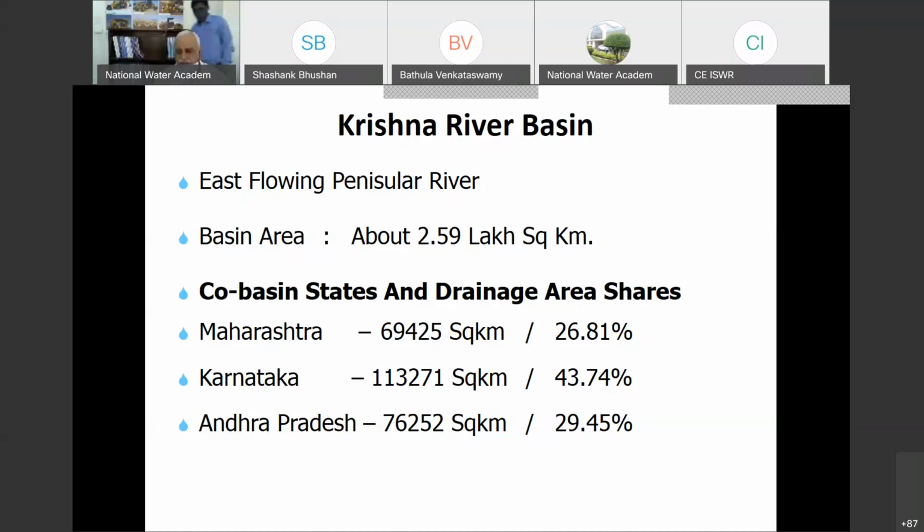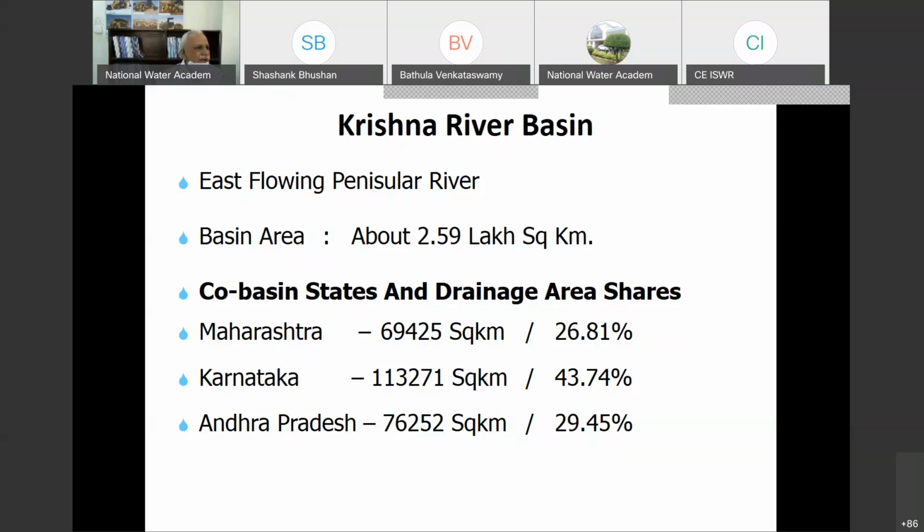Now the entire basin is lying in only 3 states. That is the state of Maharashtra, the state of Mysore, now called the state of Karnataka, and the state of Andhra Pradesh. The Bombay Presidency, the Madras Presidency, the state of Hyderabad, and all those things have merged in these 3 states only.